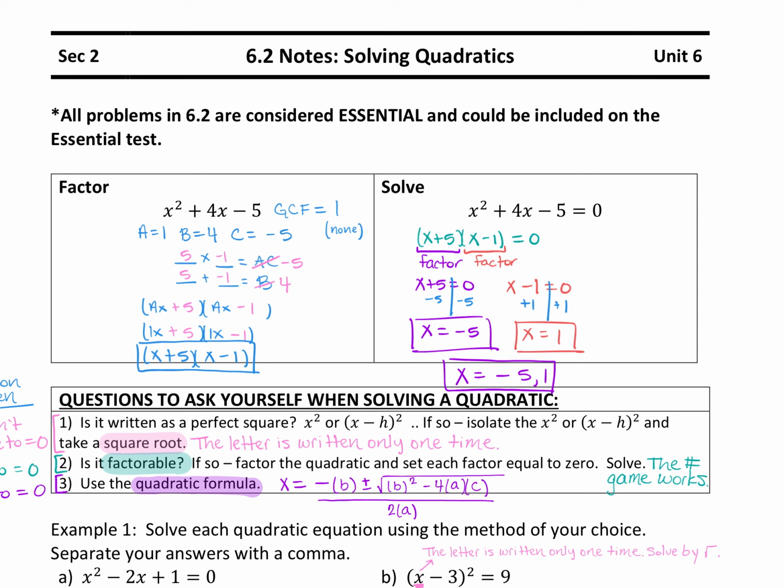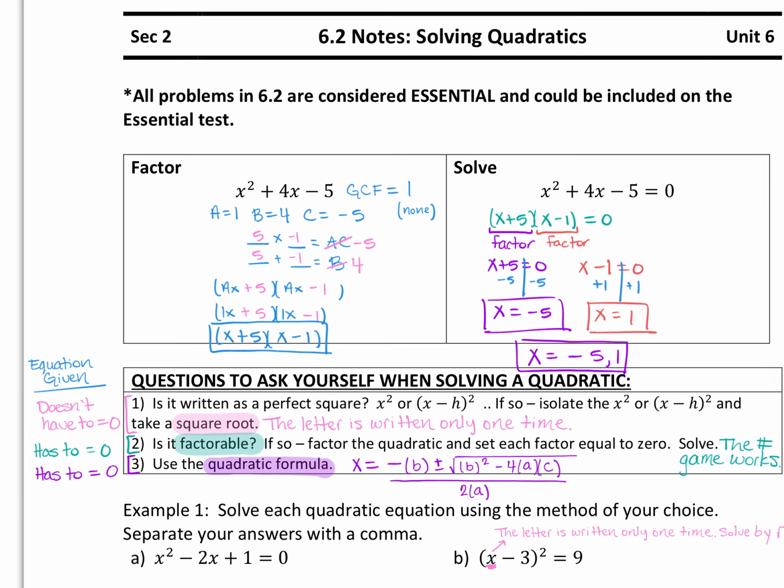Questions that you should ask yourself when solving a quadratic. If the letter is written only one time, then you're going to solve it by square roots. That's when you either get the x squared or the parentheses to the power of 2 all by itself and take the square root of both sides. If the letter is written more than once, then you want to check to see if you can factor. That means the number game works. If the number game does not work, then you're going to use the quadratic formula, which we learned last semester.